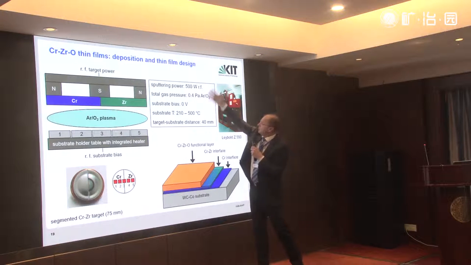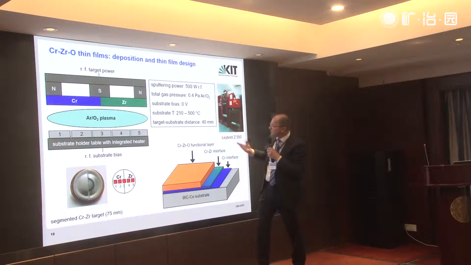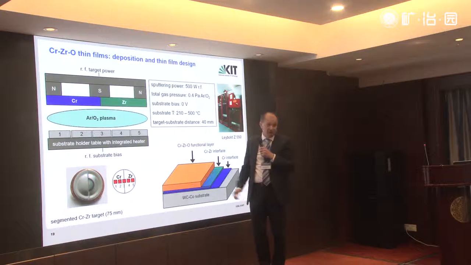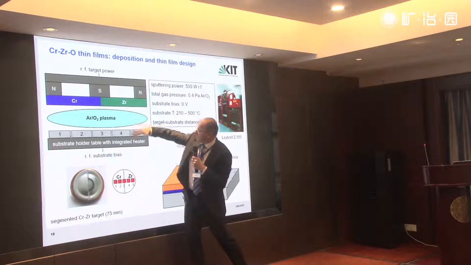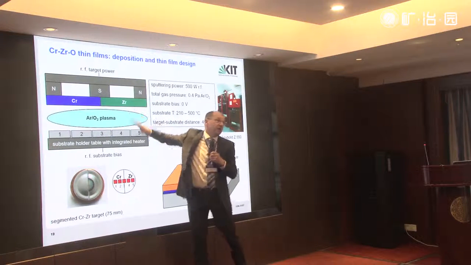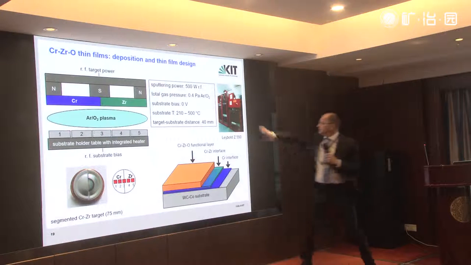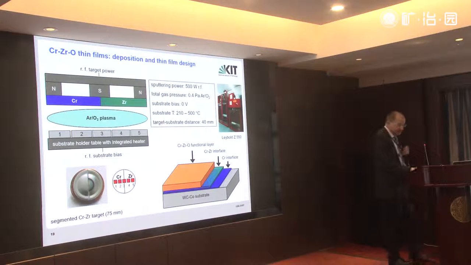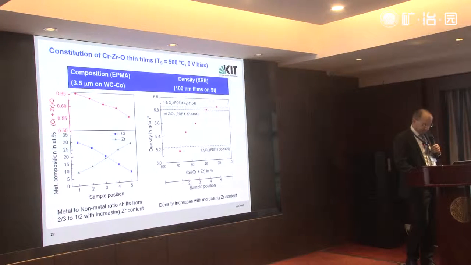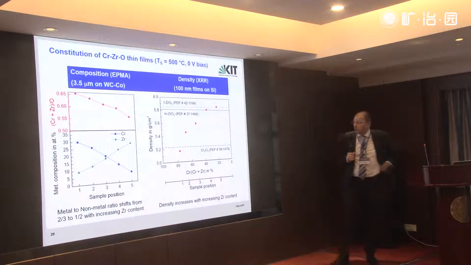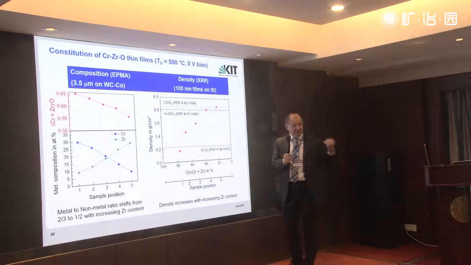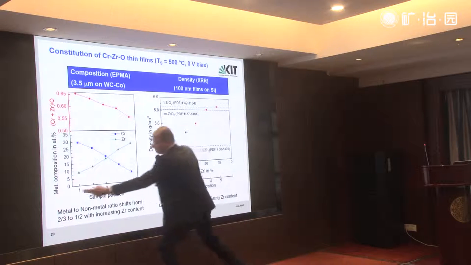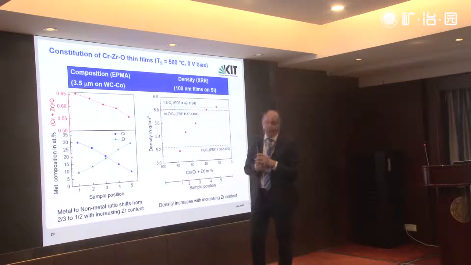Yeah, there are some more parameters. I'm not going into the details. The substrate temperature is up to about 500 degrees C, and the distance between the target and the substrate is about 40 millimeters. And this is done in a magnetron sputter facility, the Leybold C550. Now the result of the work is that you have seen we have these different sample positions, 1 to 5, and now we are doing analytical investigations.